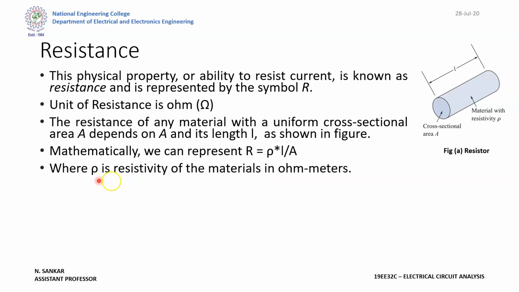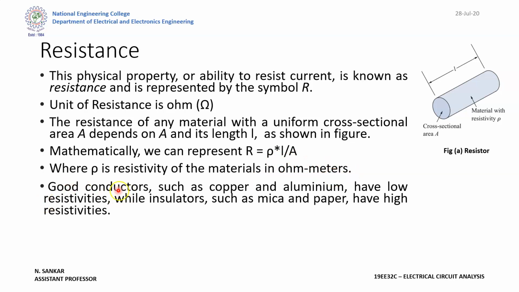So rho is nothing but the resistivity of the material. We can't change the resistivity of the material. It is measured in terms of ohm meter. Rho is nothing but R into A divided by L. The unit of R is ohm, for A it is meter square, and for L it is meter, so the meters will get cancelled, and the unit of resistivity is ohm meter.